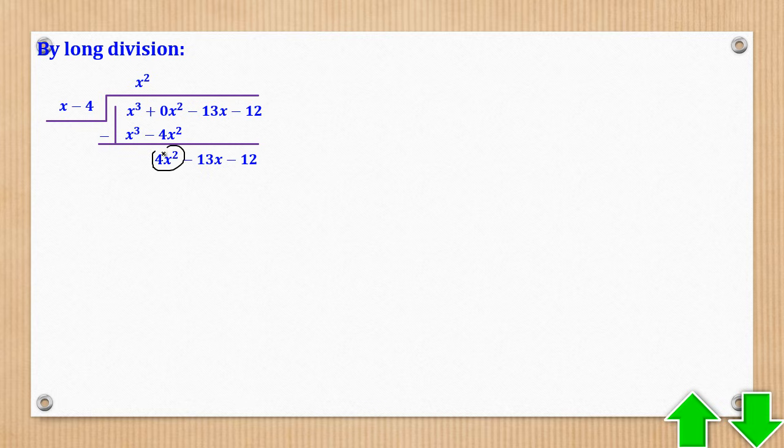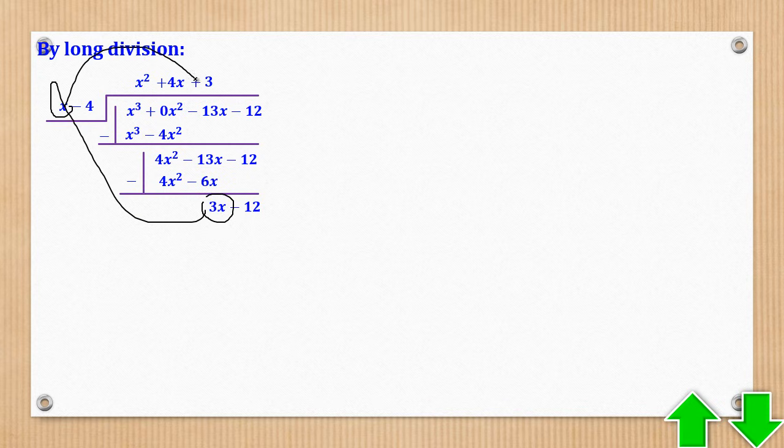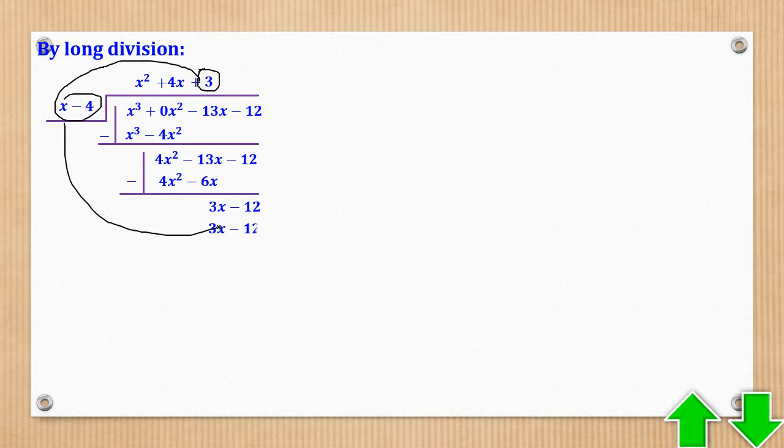Then again, 4x squared divided by x, you come up with 4x. Then this 4x multiplied by the whole of this, you come up with this. And when you subtract, you'll come up with that. Then again, this divided by this, you come up with 3. So 3 multiplied by this, you come up with that. Subtraction gives you 0. So that's up there.